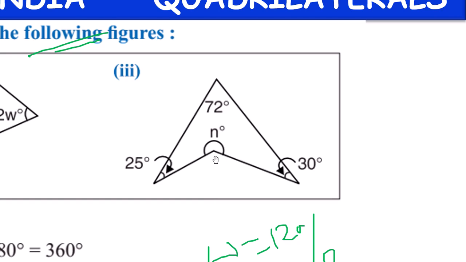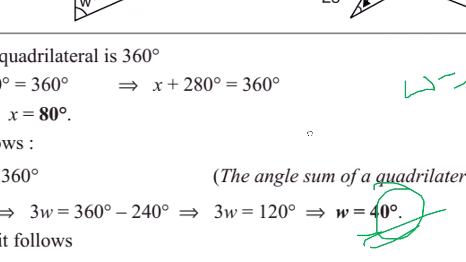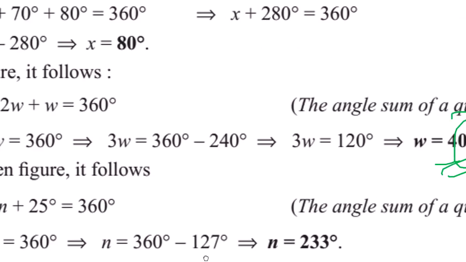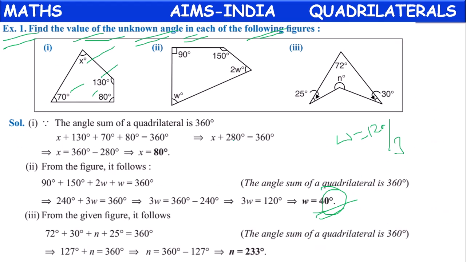So this one: 72, 25, N, 30. These also are 1, 2, 3, 4 angles formed by four sides. It is also a quadrilateral. So 72, 30, N, 25 sum to 360. 72 plus 30 is 102, plus 25 is 127. 127 plus N equals 360. N equals 360 minus 127, which is 233. In this way, we can find the missing angles of a quadrilateral.